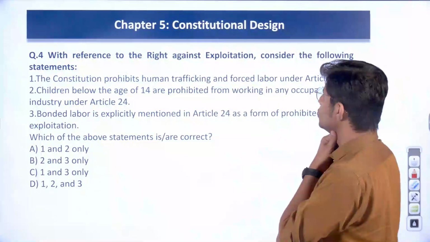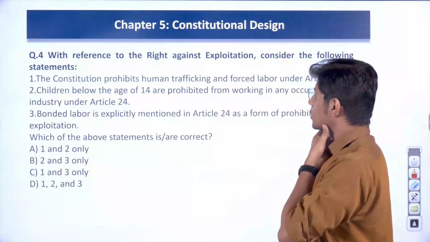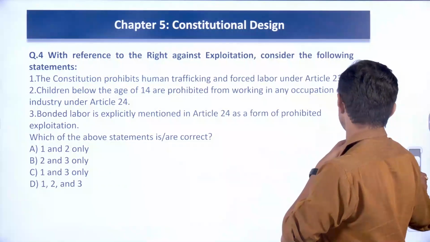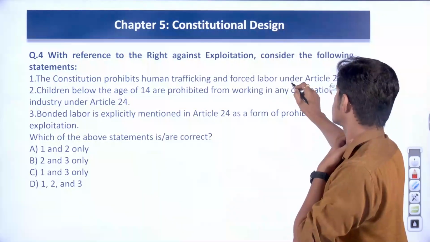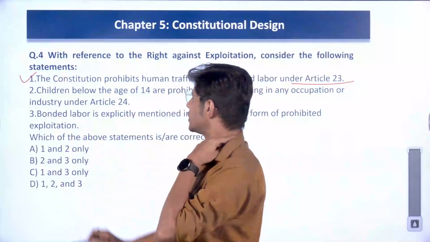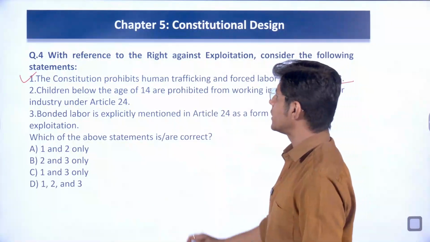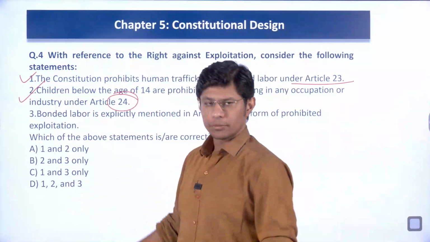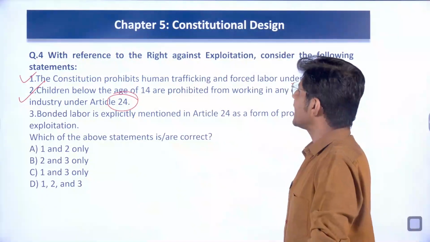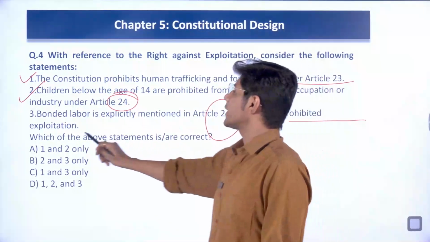Next question. With reference to right against exploitation, consider the following statements. The Constitution prohibits human trafficking and forced labor under Article 23. Does the Constitution prohibit? Yes, the Constitution prohibits. Children below the age of 14 are prohibited from working in any occupation or industry under Article 24. Yes. Prohibition of children from working in hazardous factories. Bonded labor is explicitly mentioned in Article 24 as a form of prohibited exploitation.